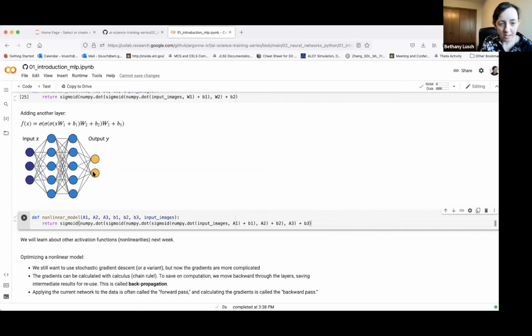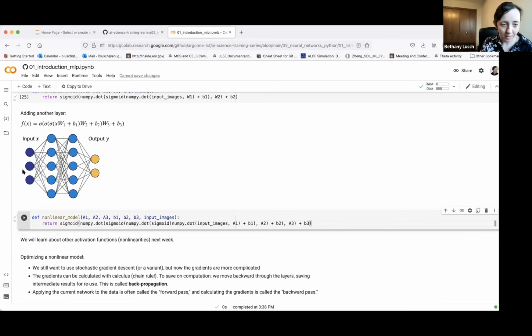And we start with the output layer and we move backwards through the layers, keeping around some intermediate results to reuse them. And this is called back propagation. And we're not going to go into detail, but that's the idea. And one great thing is we don't have to go through and implement all these details because we use something like TensorFlow.